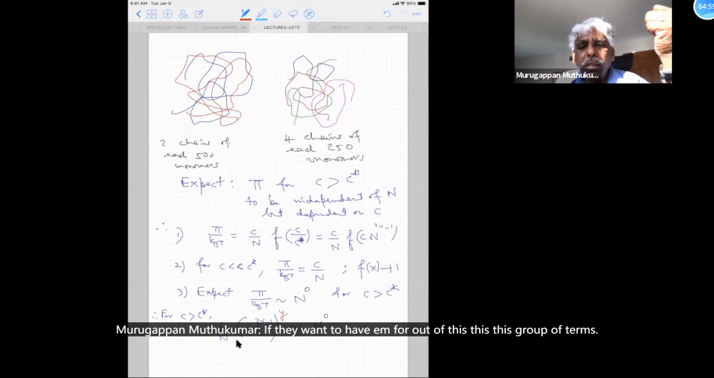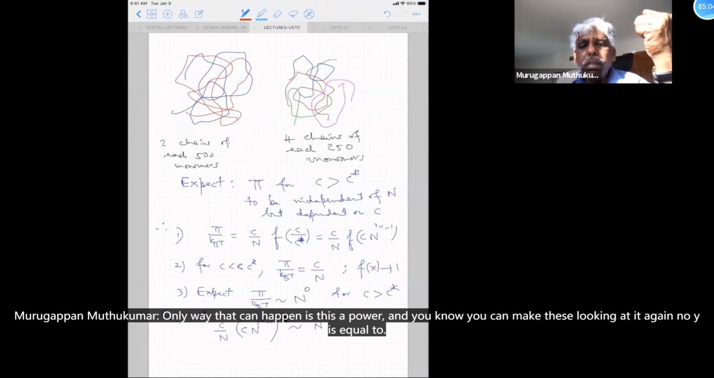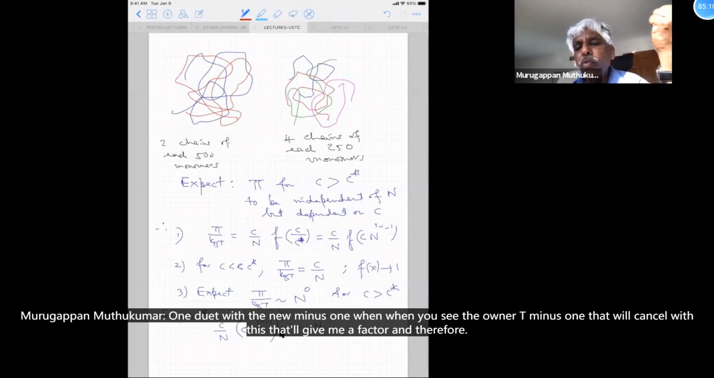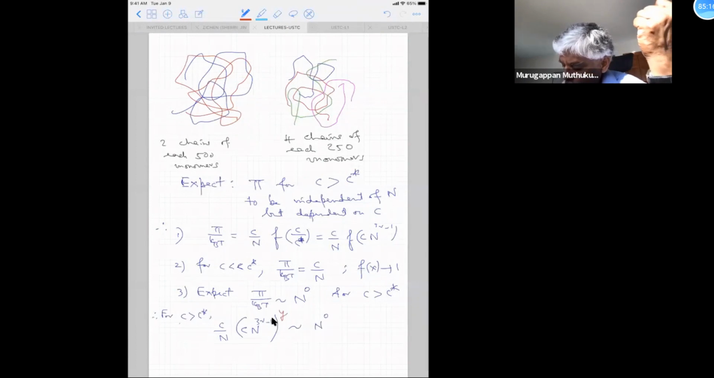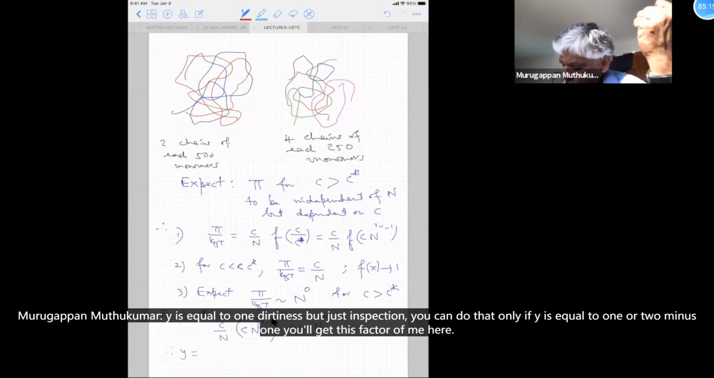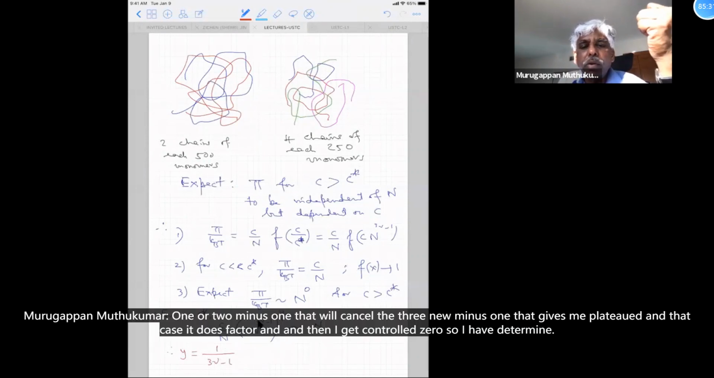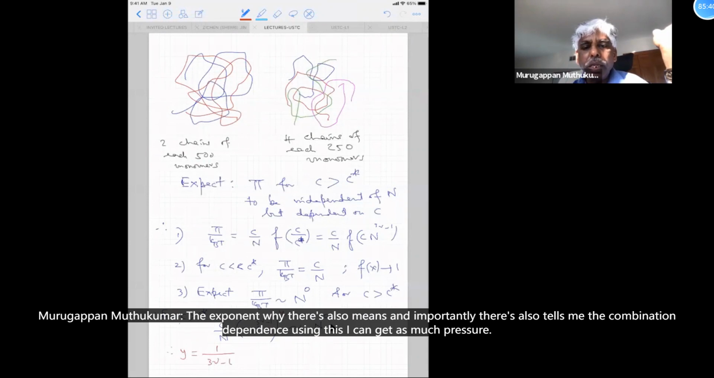If I want to have N out of this group of terms, the only way that can happen is if this is a power. And by just looking at it, you can know y is equal to 1 divided by 3 nu minus 1. When y is equal to 1 over 3 nu minus 1, that will cancel with this. That will give me a factor of N. Therefore, y is equal to 1 divided by 3 nu minus 1. By just inspection, you can do that. Only if y is equal to 1 over 3 nu minus 1, you will get this factor of N here. 1 over 3 nu minus 1 will cancel with 3 nu minus 1. That gives me a factor of N, that kills this factor of N, and then I get N power 0. So I have determined the exponent y.